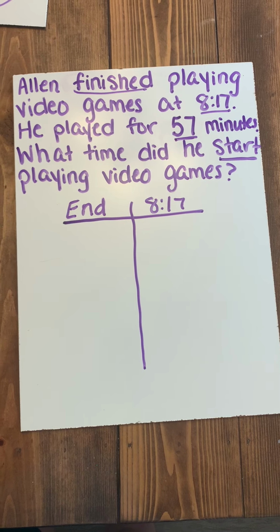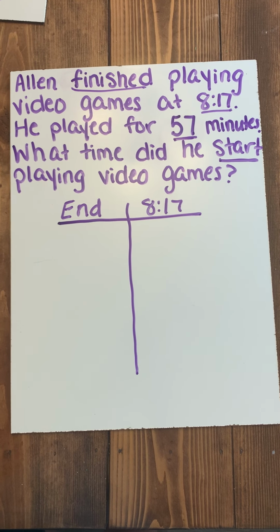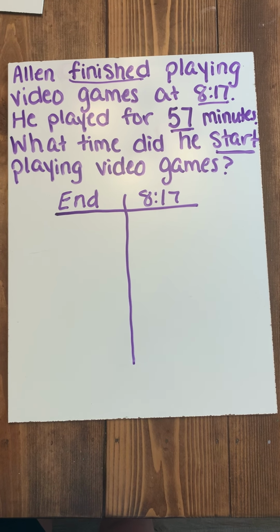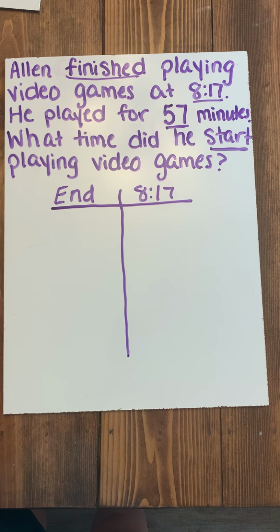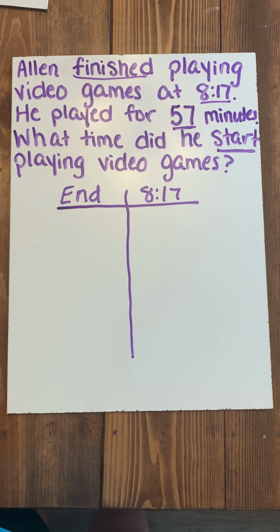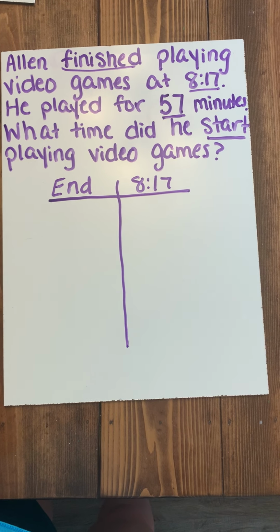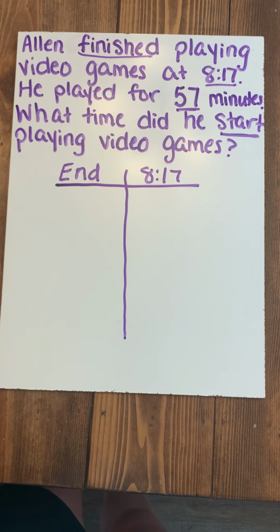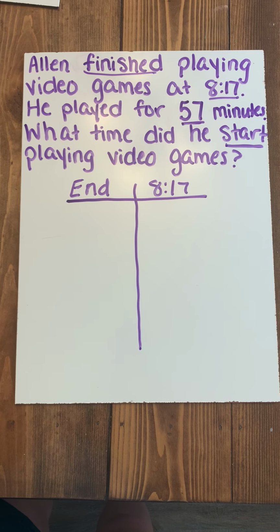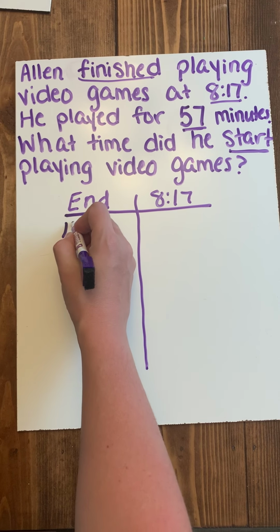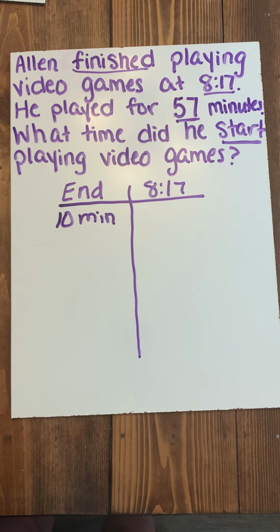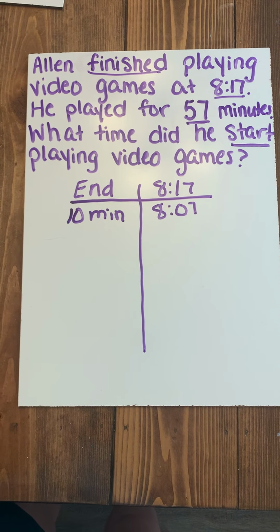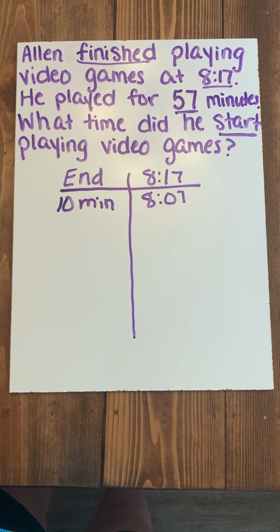Okay, so what I'm going to do first is take 8:17 and take away increments in minutes, okay? Because he didn't play over an hour, so I cannot take an hour away. That would be too much time. So what I'm going to do is start off by taking 10 minutes from 8:17. So I'm going to take away 10 minutes from 8:17, which is going to give me 8:07. We're going backwards because we're finding our start time.